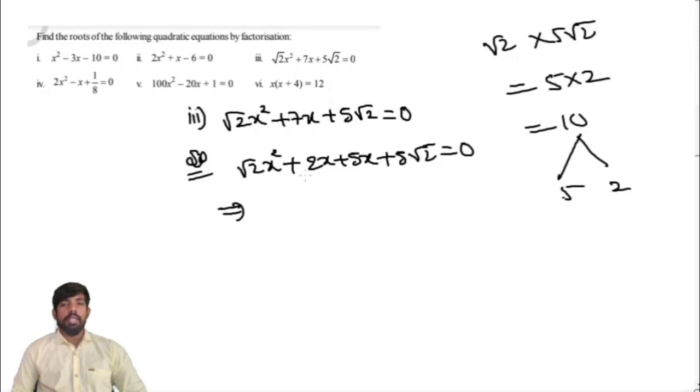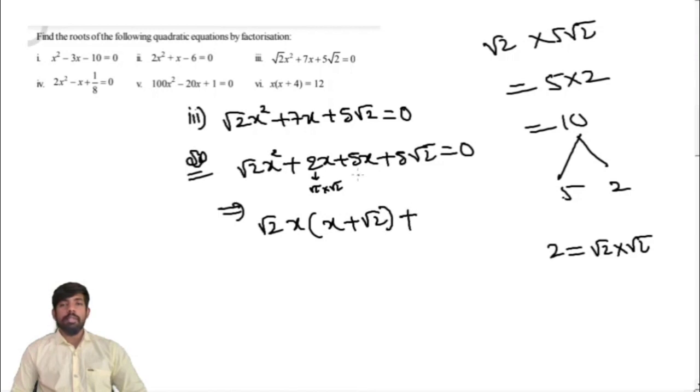So from here I am taking common 2. 2 can be written as root 2 into root 2. So here we have root 2 into root 2. How many terms do we have in common? 1 root 2, 1 root 2 same we have, and x we have. Take 1 root 2 common, x common, remaining is x plus root 2. Similar way, from here take 5 common, x plus root 2 equals to 0.